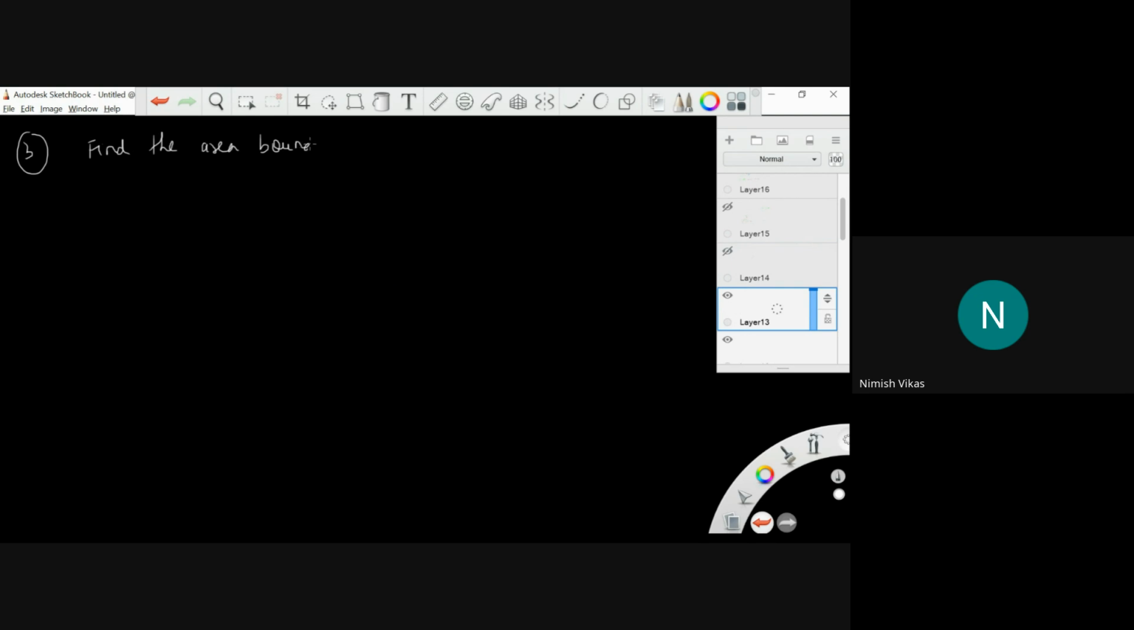Find the area bounded by y is equal to 2x minus x square and y is equal to minus x. So this, all of you try.